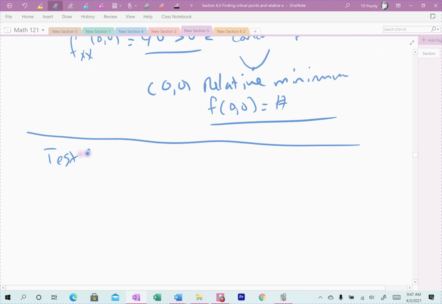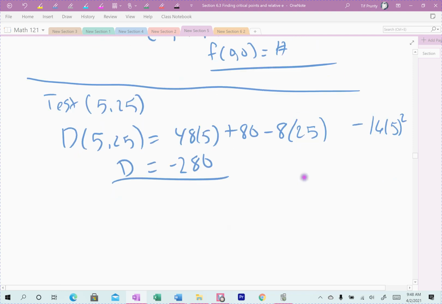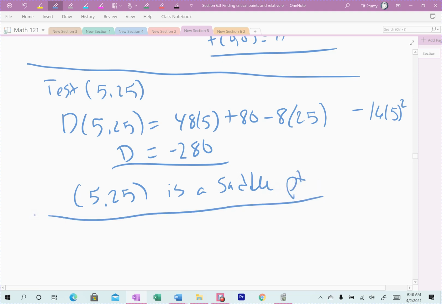So the last point I test is 5, 25. Again, I take my 5, 25 and plug it into the D formula. So I get 48 times 5 plus 80 minus 8 times 25 minus 16 times 5 squared. It comes out negative 280. So we've got one minimum, and the other two were saddle points. A lot of times, because they're complex functions, saddle points are actually fairly common. So 5, 25 is just a critical point. It's a saddle point, neither max nor min. We're going to practice this more in the next examples.